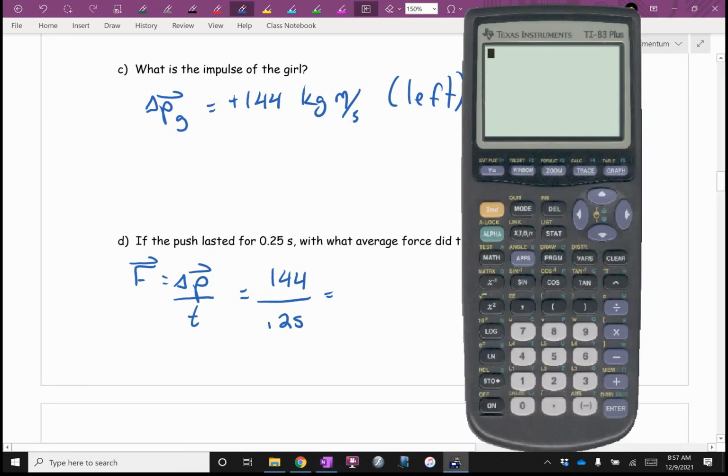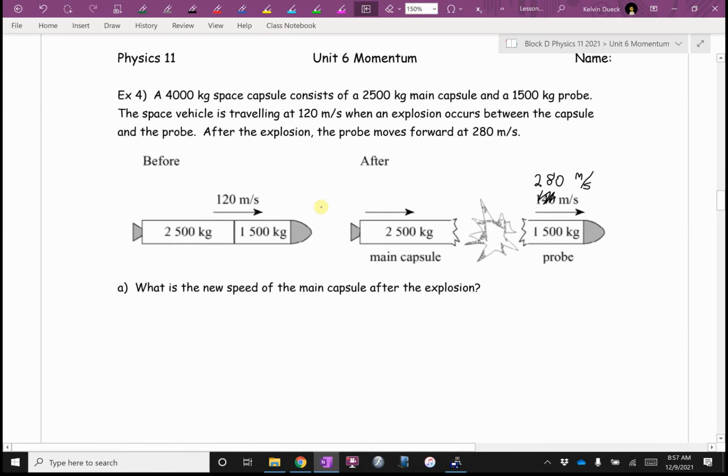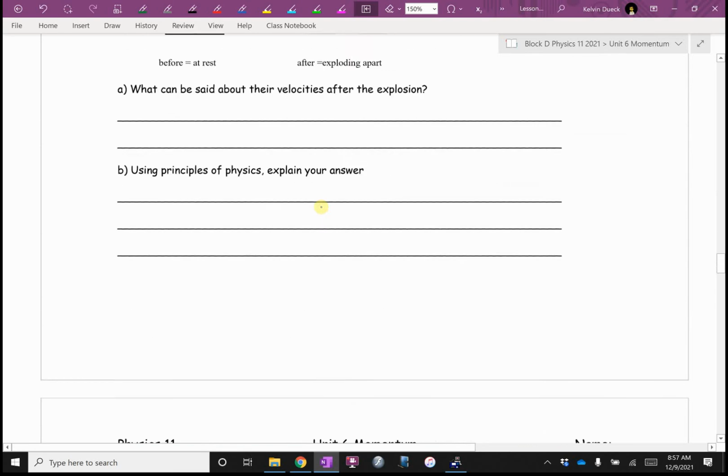I'm slumping so much, I better do the math on my calculator. 576 newtons. Okay. So next time you're on a skating rink with a friend, try this. Oh, let's blow up a space capsule. I think this got a couple more and then we're done, right? Yeah, we're nearly done. Good.